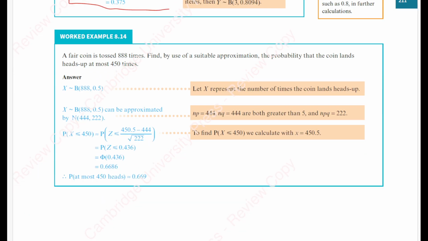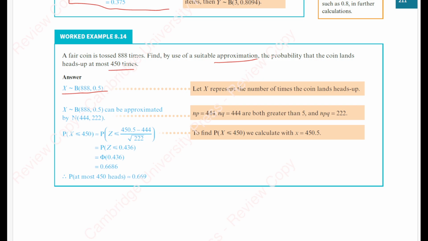So if we go further, we have here one more example. You can see a fair coin is tossed 888 times, and we have to find, by using a suitable approximation, the probability that the coin lands heads up at most. So what does it mean, at most? It could be less or equal to that. Then, of course, if we have the binomial distribution, we need to approximate it.